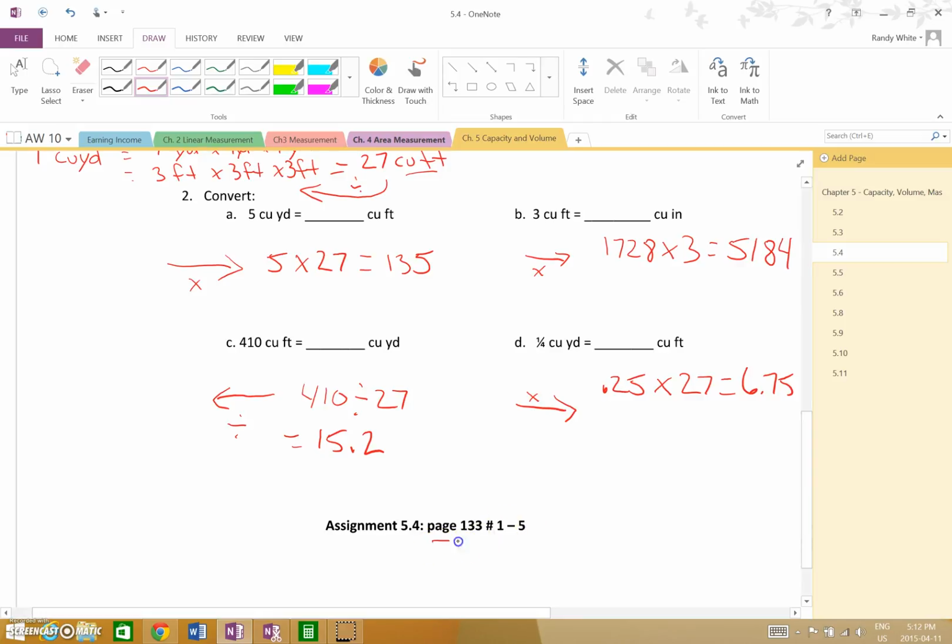So try page 133, numbers 1 to 5. Again, make sure you're watching this at home, and then you can just work on the textbook in class, and then Mrs. Notley and I can help you out. Alright, see you in class.